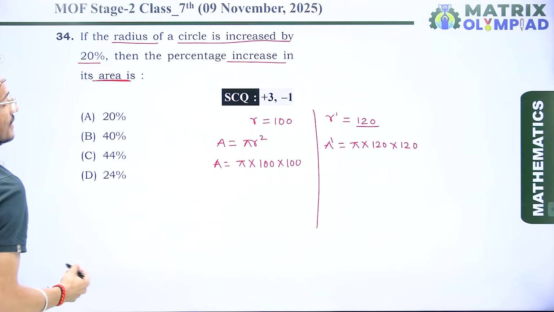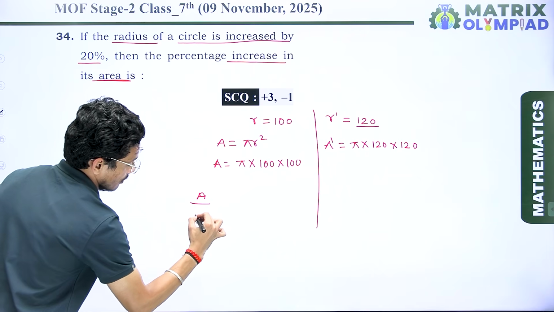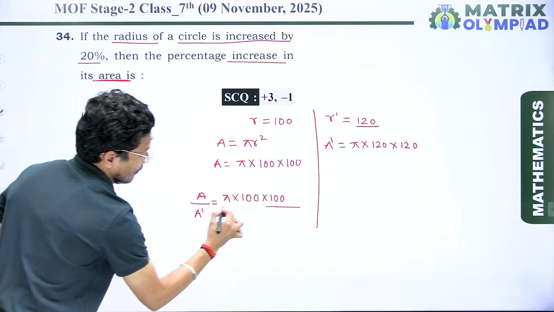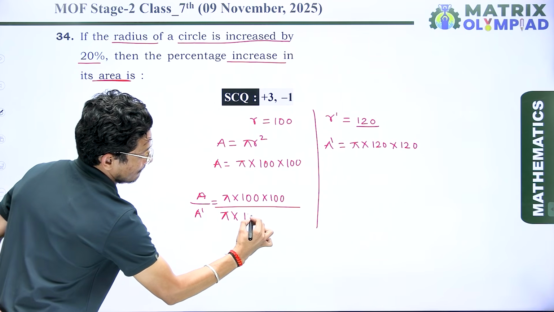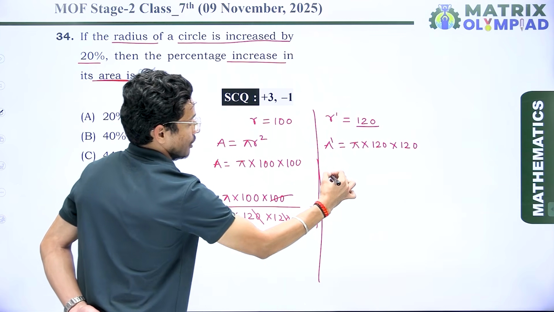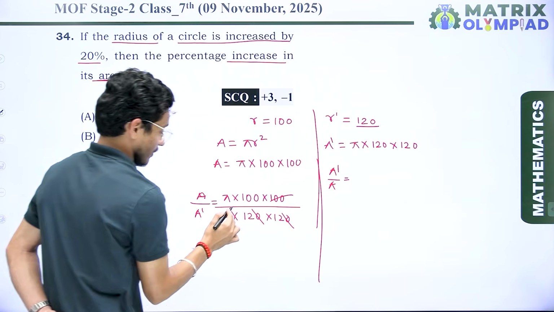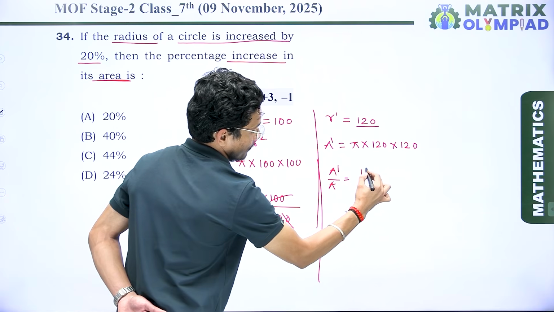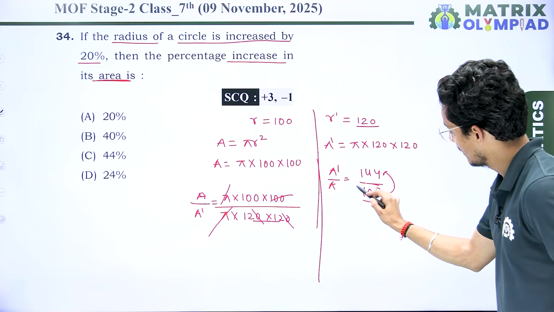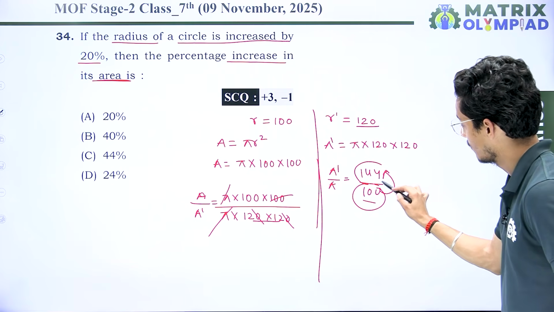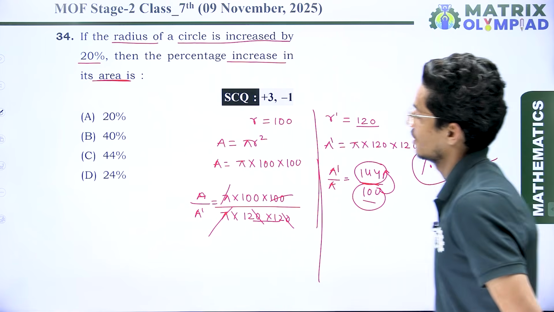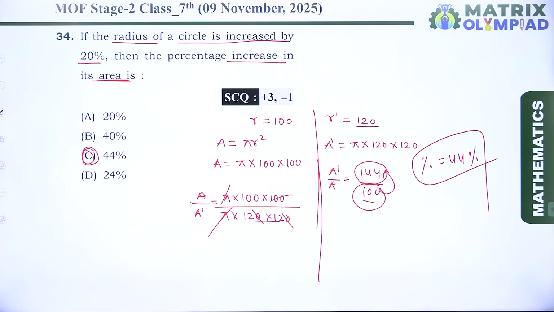So we have to find the increase in area. New area upon old area is pi multiply 120 multiply 120 upon pi multiply 100 multiply 100. The 20s cancel out and pi cancels out, so 144 upon 100. So if the old area is 100, the new area is 144. So the increase percentage is 44%. It means option C is the correct answer over here.